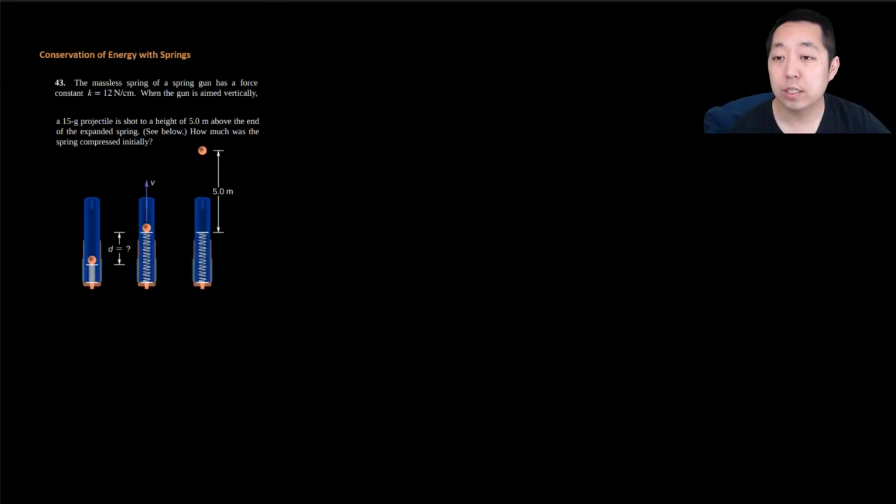So now we're going to look at some conservation of energy using potential energy of a spring. Just to be clear, the spring potential energy is 1/2 kx squared, sometimes written as 1/2 k delta x squared, where x represents the displacement from equilibrium. So I have a massless spring with a force constant of k, where the gun is aimed vertically.